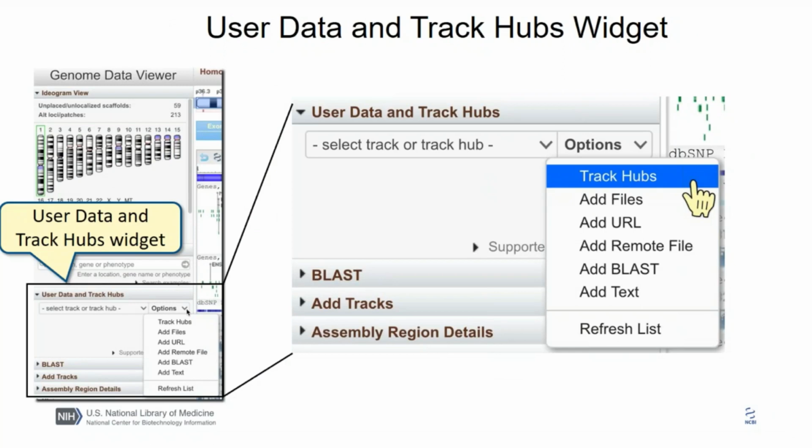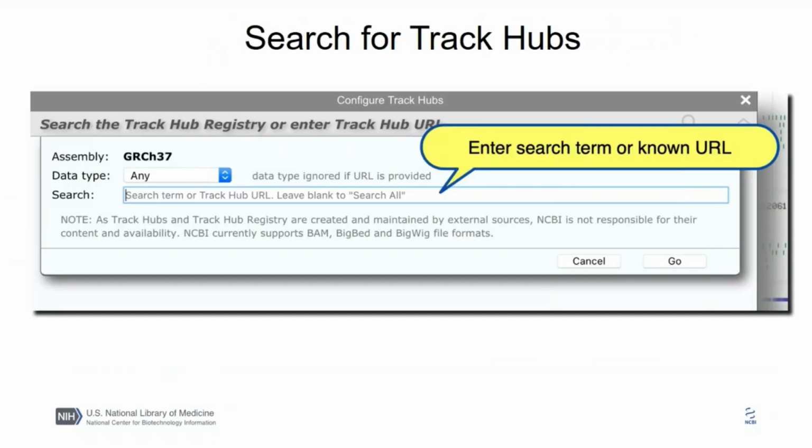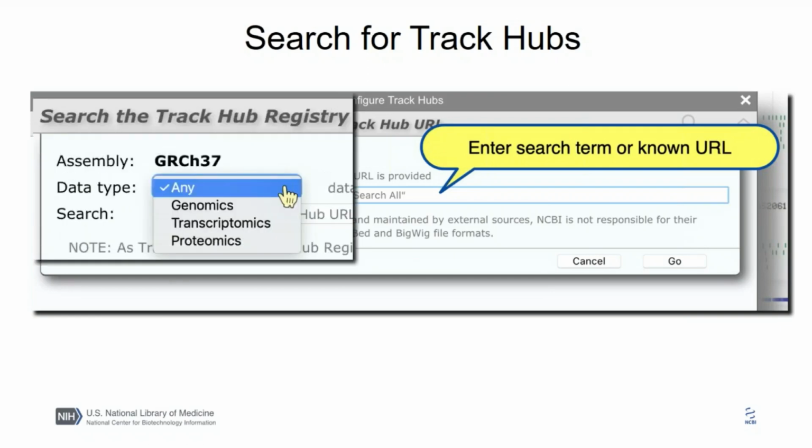So if you click on Track Hubs, that's going to take you into a Track Hub configuration menu where you can start your search. Here you can input the URL for the hub if you happen to know that. You can also restrict by data type if you want: genomics, transcriptomics, proteomics. In many cases, just searching any of those is fine.